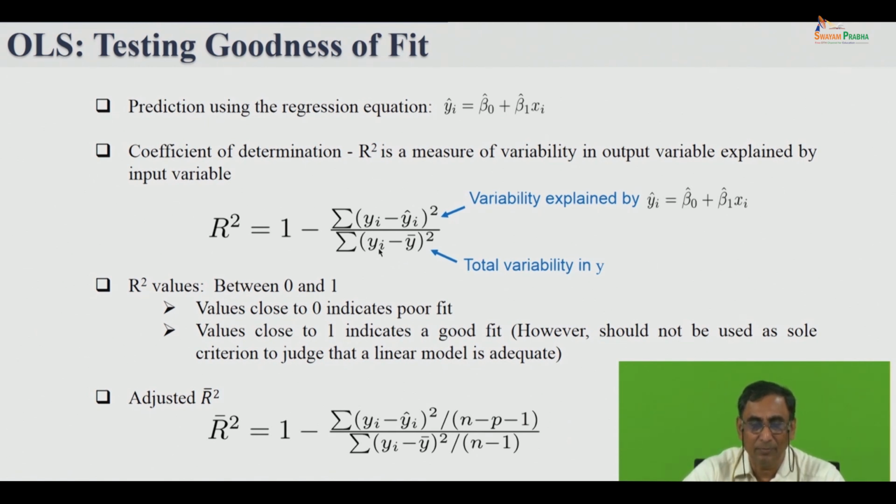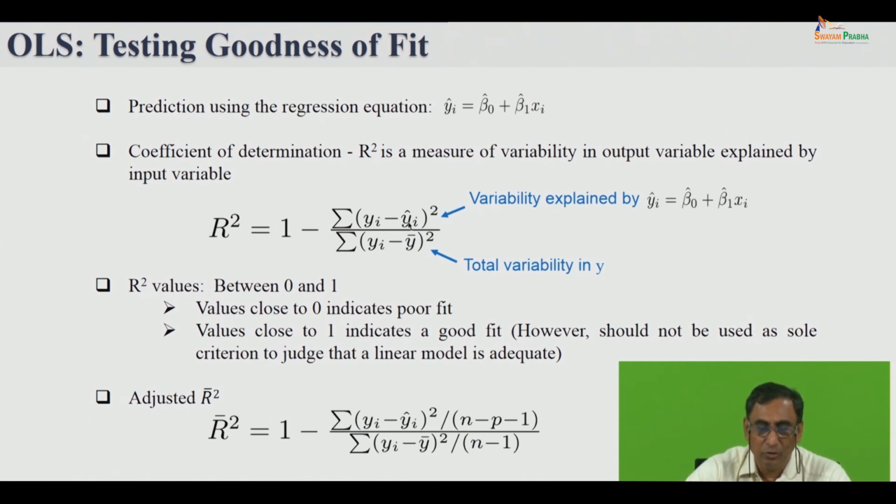Suppose I build the model and try to predict yi. If xi had an influence on y, then I should be able to reduce its variability. I should be able to do a better prediction, and the difference between yi and yi hat should be lower if xi had a strong influence in determining y. So the numerator represents the variability which is explained by the explanatory variable xi, or the independent variable xi.